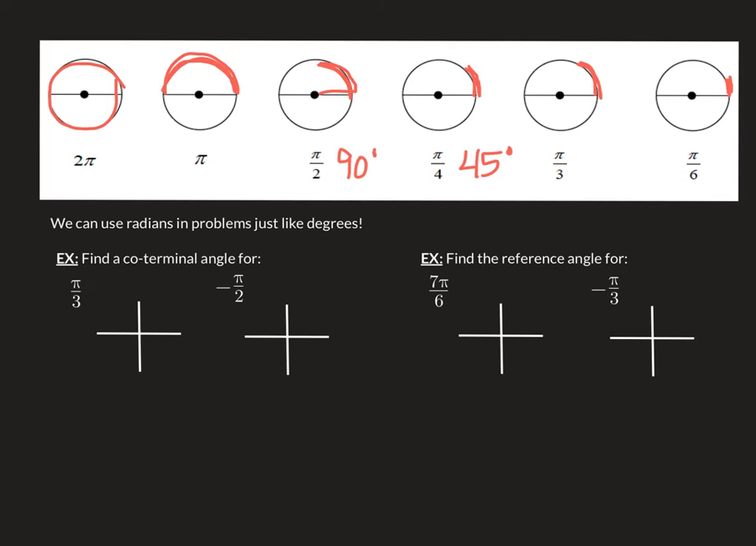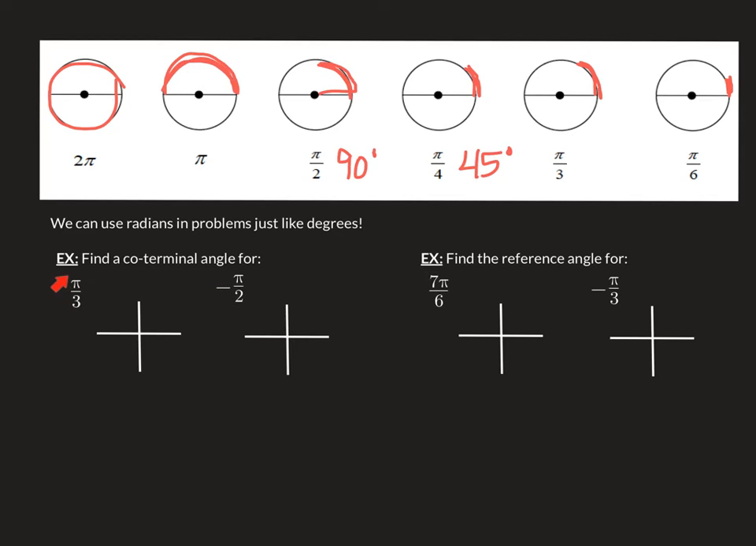Now, here's the thing we can do, is that we can use radians in problems just like we did degrees. So remember in the last video we talked about coterminal angles. They share the same starting and ending point. Well, we can do that with radians as well. So let's look at that.